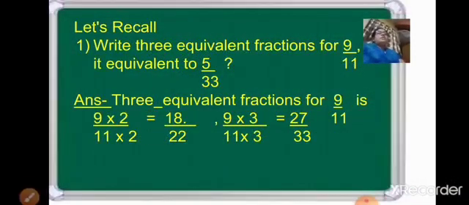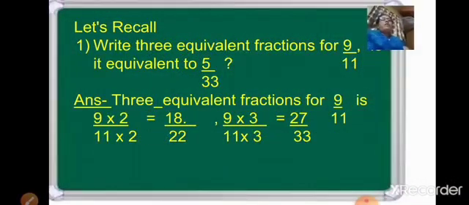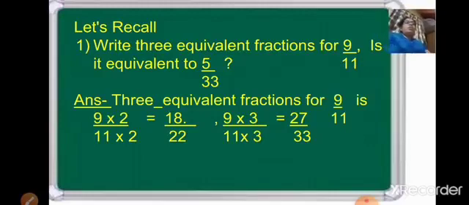Okay, now some sums which you have to do in your notebook, children. Let's recall. The first question is: write 3 equivalent fractions for 9 upon 11, and say whether it is equivalent to 5 upon 33. Now equivalent fractions, as you all know, are those which represent the same value. So you have to write any 3 equivalent fractions for 9 upon 11.